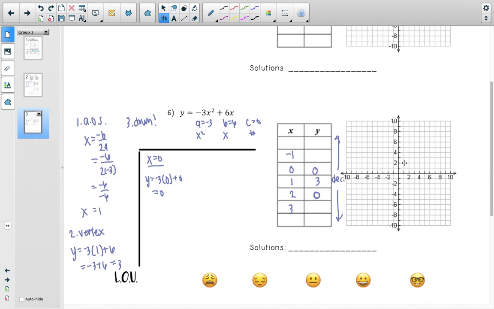So we're going to 1, 3, and then it goes down 2, 0, and then 0, 0. All right. So our solutions, and you can see it in the table, or you can see it on the graph, is x equals 0 and 2.